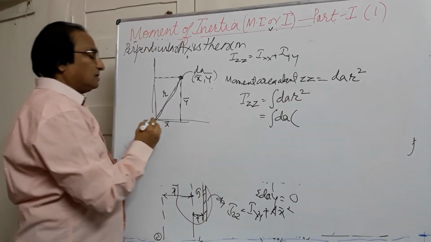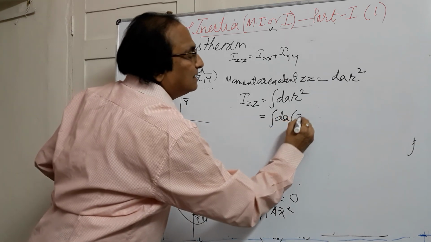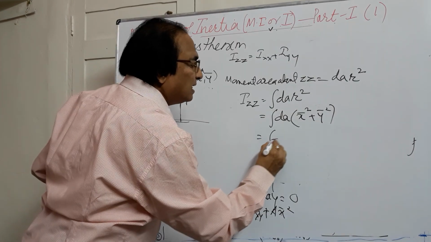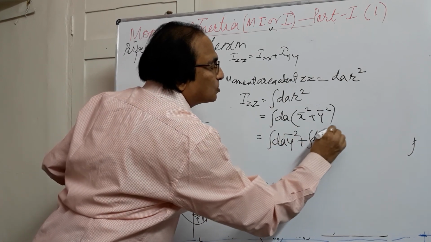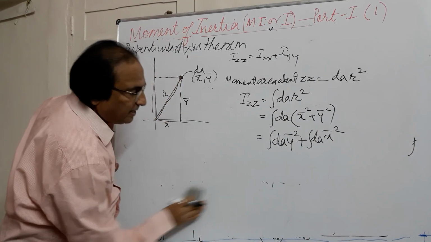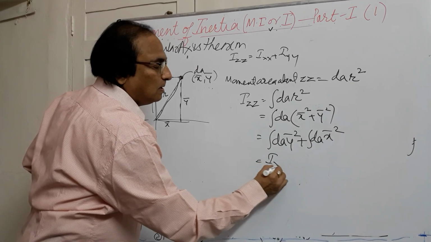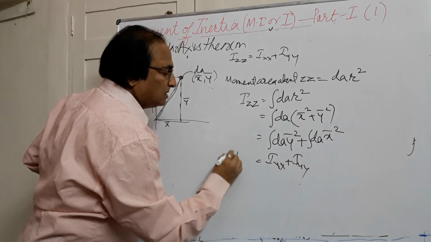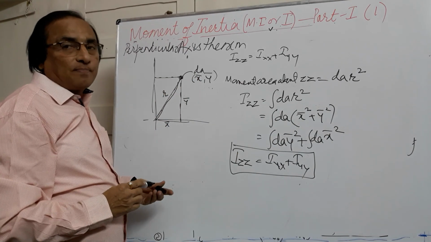We know r square, this is a right angle triangle, by Pythagoras theorem, r square equals x bar square plus y bar square. So if I separate out this value, integral dA into y bar square plus integral dA into x bar square, I just interchange them. Now here we know area into square of the distance gives you the moment of inertia. Y means this will be Ixx, and x means this will be Iyy. So Izz is equal to Ixx plus Iyy. This is according to the perpendicular axis theorem.